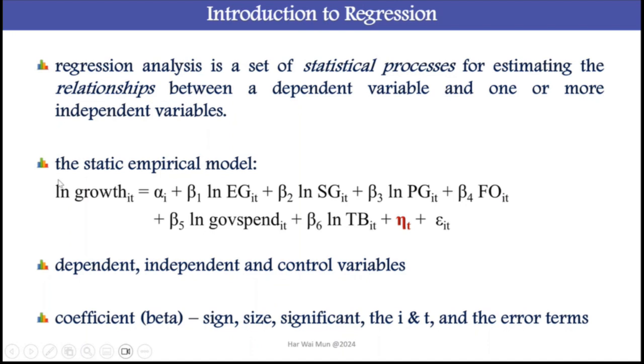Right. So you must first have a model. Your model can be written like this, and later we'll explain. All these betas are coefficients. Of course, this one is a constant. This is an error term. Okay, we'll come back to this one. So this introduction to regression is a statistical method to see the relationship, in this case, the relationship between EG and growth, SG and growth, PG and growth, and FO and growth, and so on. Okay, so then we have a model like that.